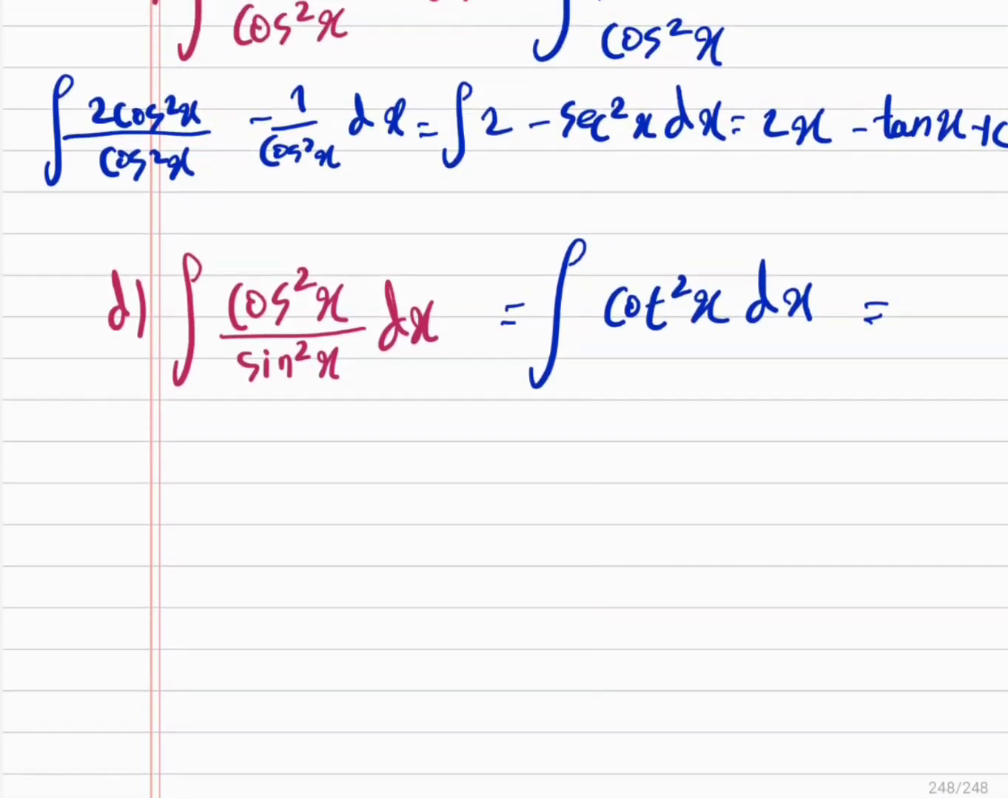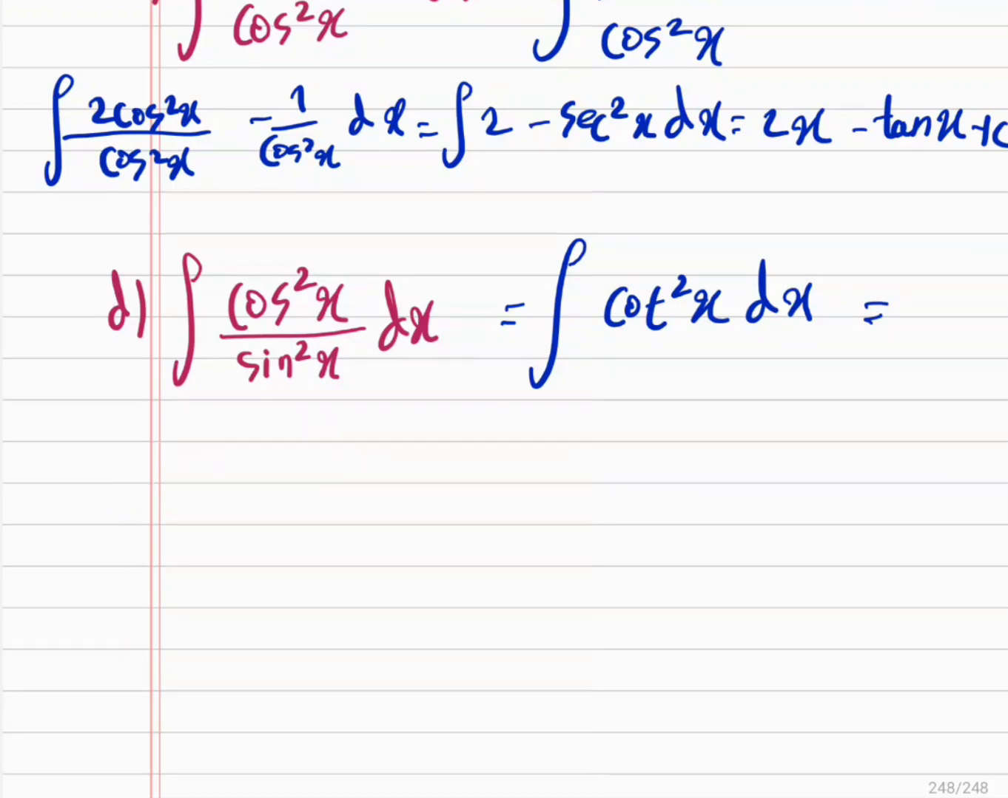Now we need to use an identity here, and that identity says that 1 plus cot squared x is equal to cosec squared x. If we rearrange this and make cot squared x the subject, then cot squared x is equal to cosec squared x minus 1, and that's exactly what we're going to substitute here.